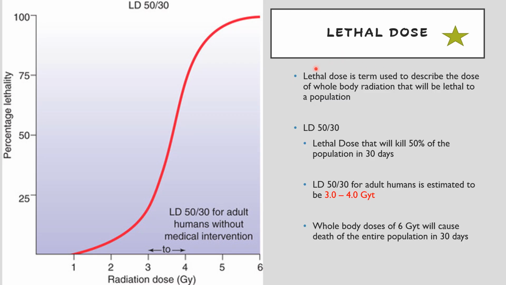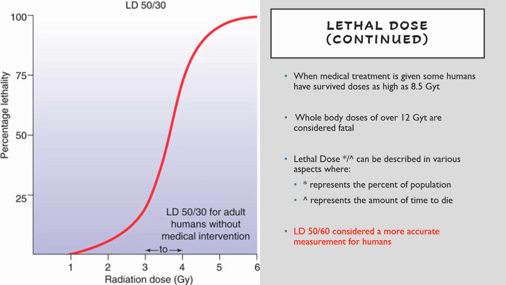Lethal dose. The lethal dose is a term used to describe the dose of whole body radiation that will be lethal to a population. Lethal dose 50-30: the lethal dose that will kill 50% of the population in 30 days. Lethal dose 50-30 for adult humans is estimated to be 3 to 4 gray tissue. Whole body doses of 6 gray tissue will cause death of the entire population in 30 days. When medical treatment is given, some humans have survived doses as high as 8.5 gray tissue. Whole body doses of over 12 gray tissue are considered fatal.